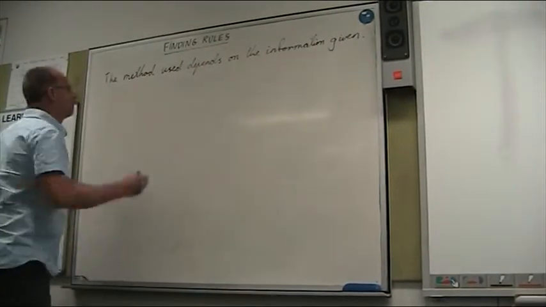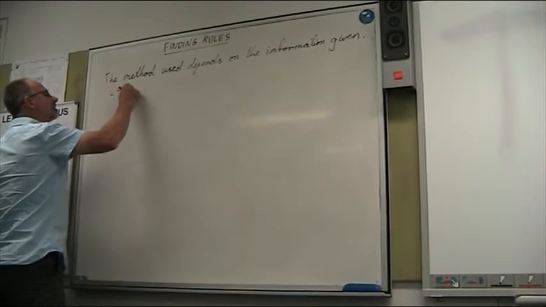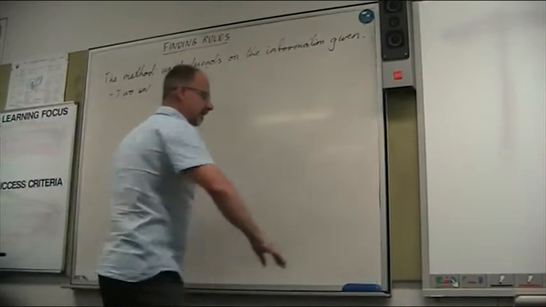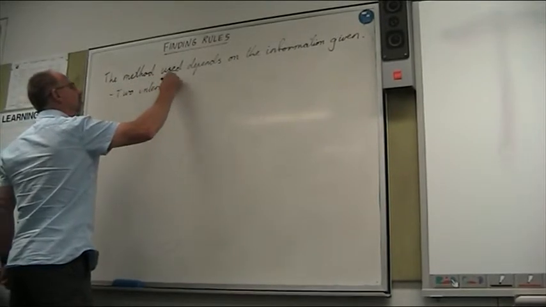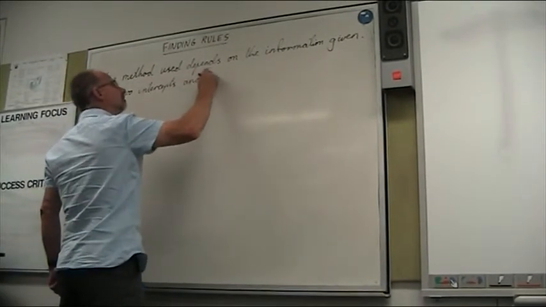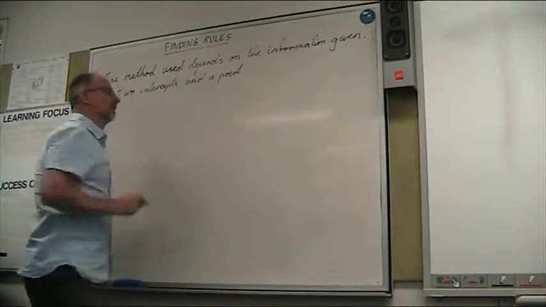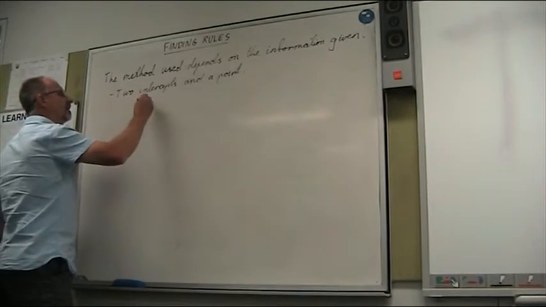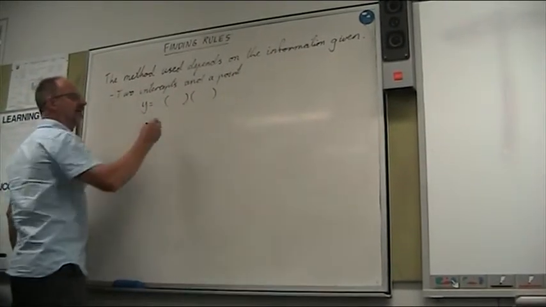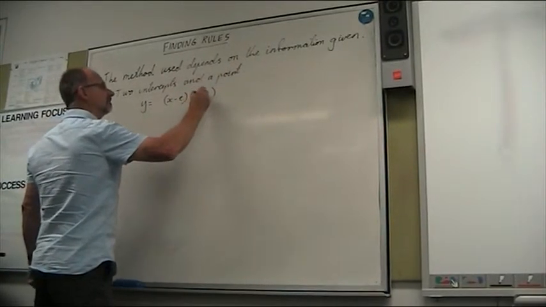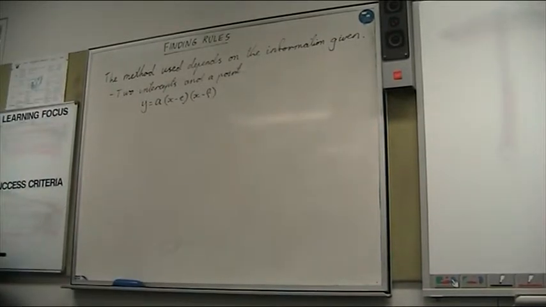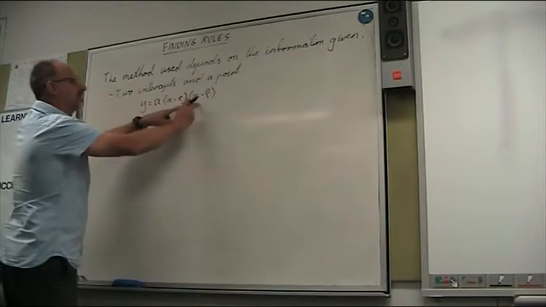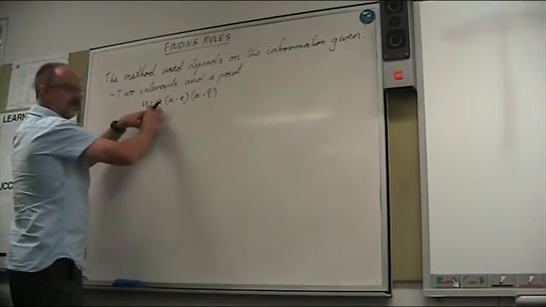Alright, so if we have two intercepts and a point, then what we'd be looking at is if we have intercepts, that would give us a couple of factors. And then there may be a dilation of some sort. And so that A there. So our intercepts will tell us this bit, and we'd use our point to find that.